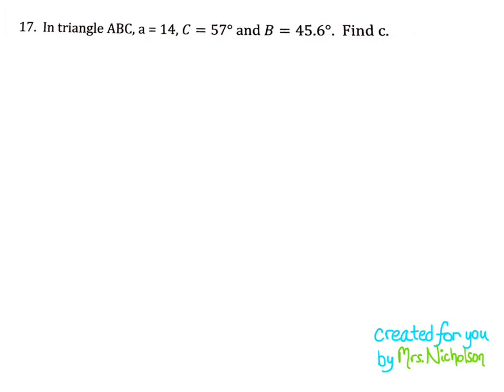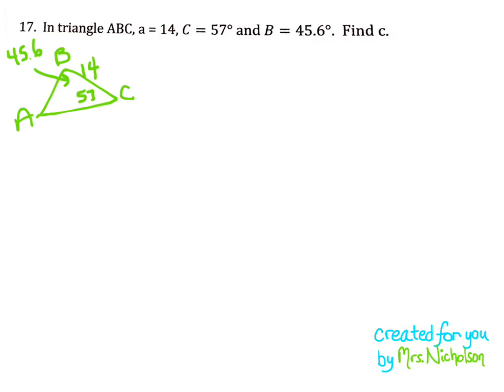In this question, we've got some information given to us about triangle ABC. So I'm just going to draw a triangle, label it ABC. We know that side A is 14, so that's going to be across from angle A. I'm going to put 14 there. Angle C is 57 degrees, and angle B is 45.6. I don't think I can fit that in my little triangle, so I'm going to do this.